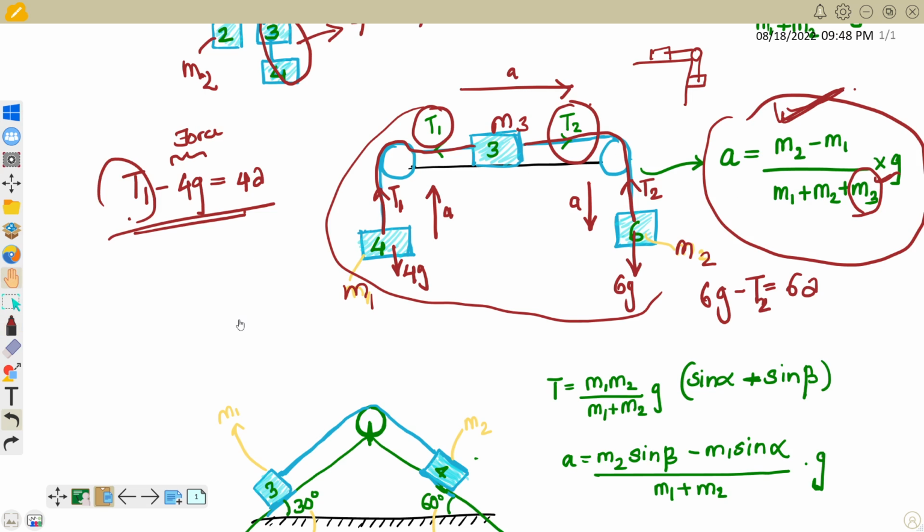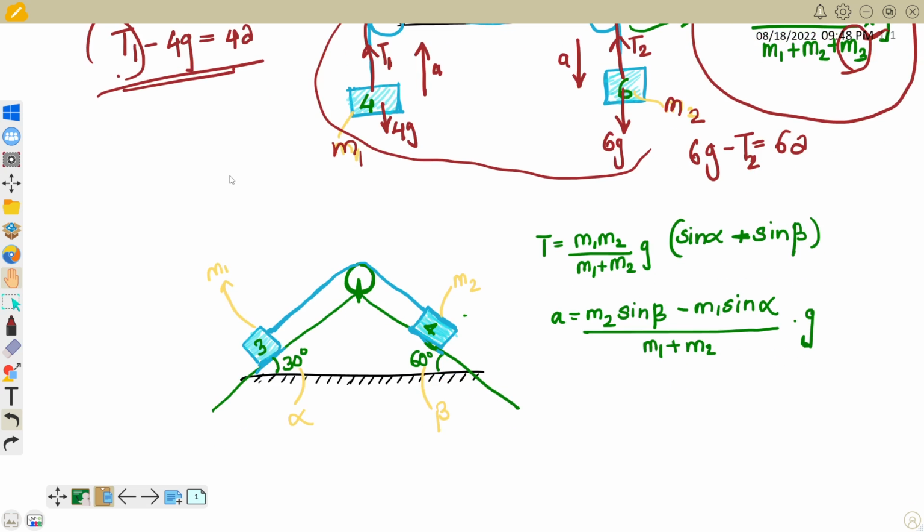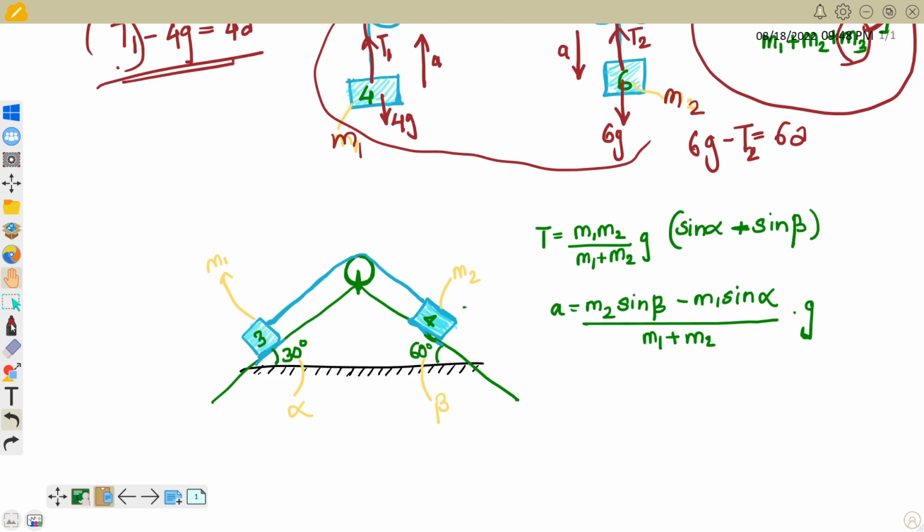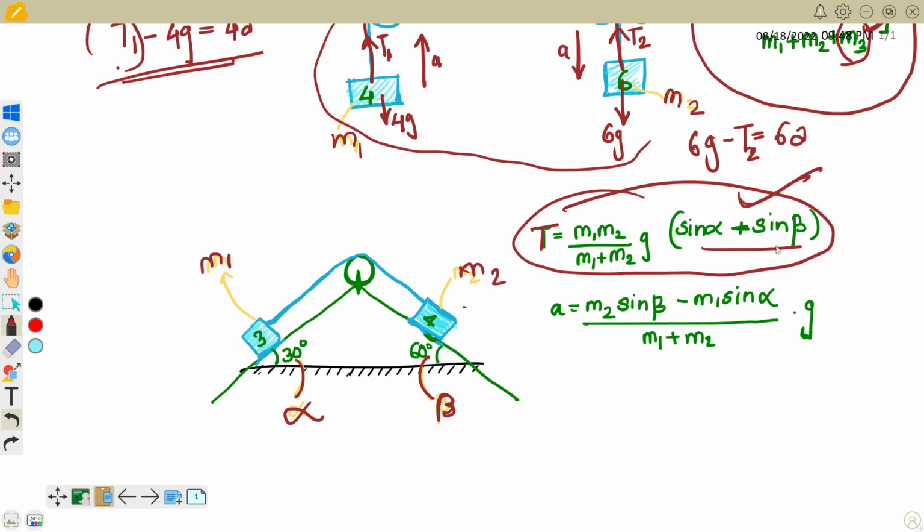After that, the final type of question which is mostly asked is where two blocks are present on an inclined slope. See, this is the mass m1 suppose, and this is the mass m2. The angle at m2 we'll take as beta, and at m1 as alpha. Easily we can find the tension over here through this formula, and for acceleration also in a similar manner we can use this formula. Rest all things are same. No other points need to be mentioned over here.